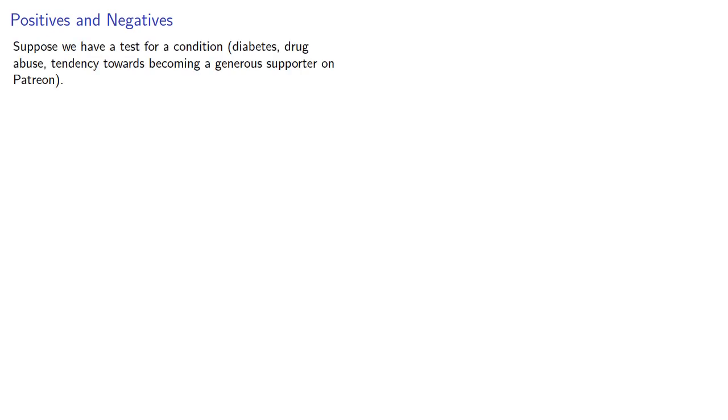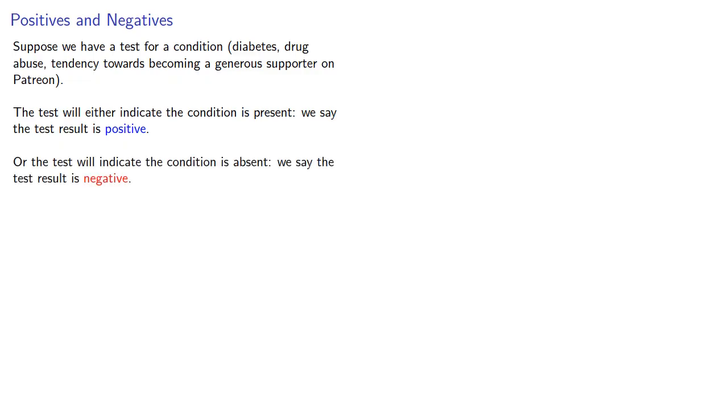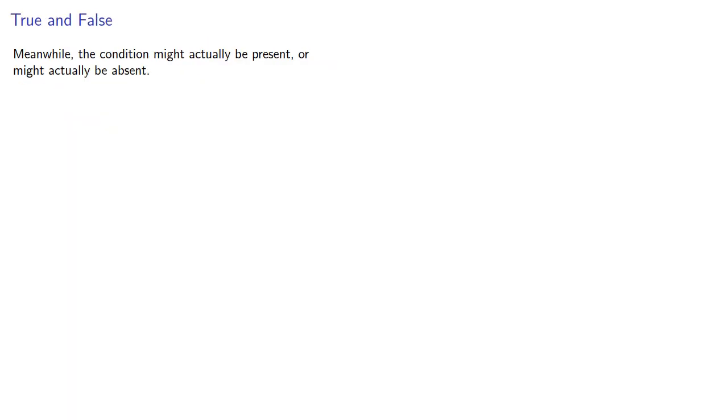So suppose we have a test for a condition: diabetes, drug abuse, tendency towards becoming a generous supporter on Patreon. The test will either indicate the condition is present, we say the test result is positive, or the test will indicate the condition is absent, we say the test result is negative. Meanwhile, the condition might actually be present or might actually be absent.